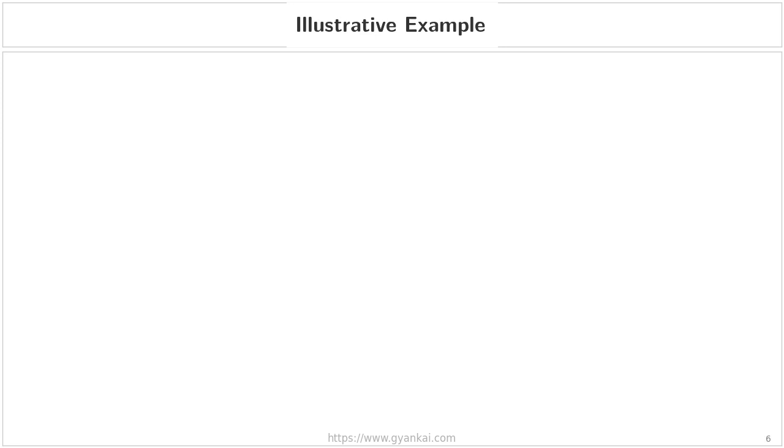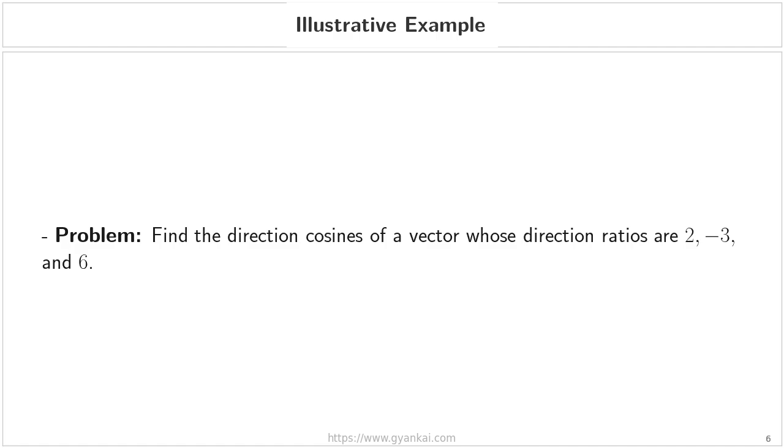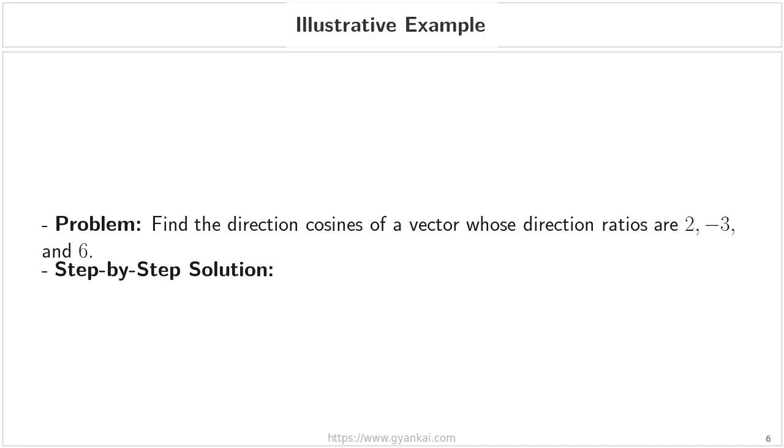Illustrative example. Now that we have understood the theory and the relationship between these 2 concepts, let's put everything into practice with an illustrative example. Here is our problem. We need to find the direction cosines of a vector, given that its direction ratios are 2, -3, and 6. Let's walk through the solution step by step.